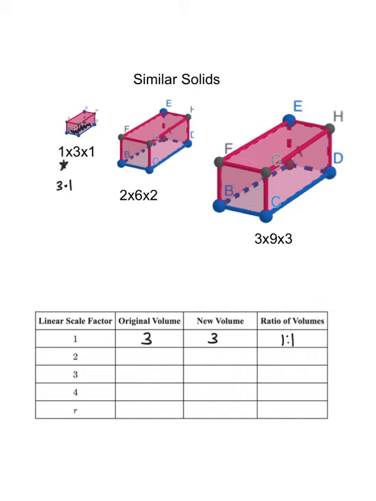For my scale factor of 2, that would be a 2x6. So now I would take the area of the base times 2, and I would get a new volume of 24. The original volume of the first one was still 3. That ratio is 24 to 3, or 8 to 1.